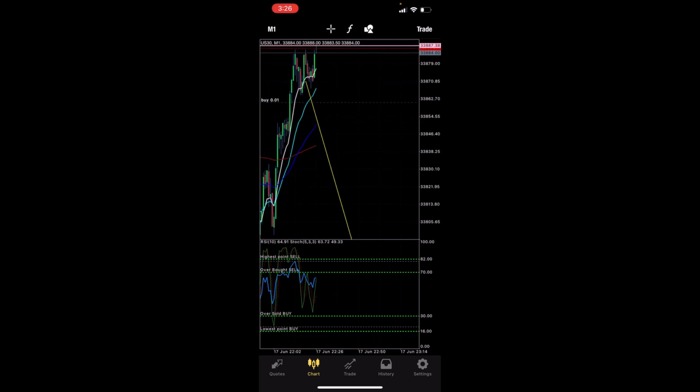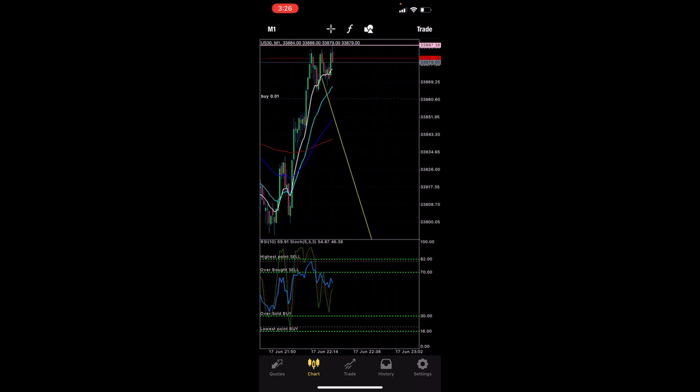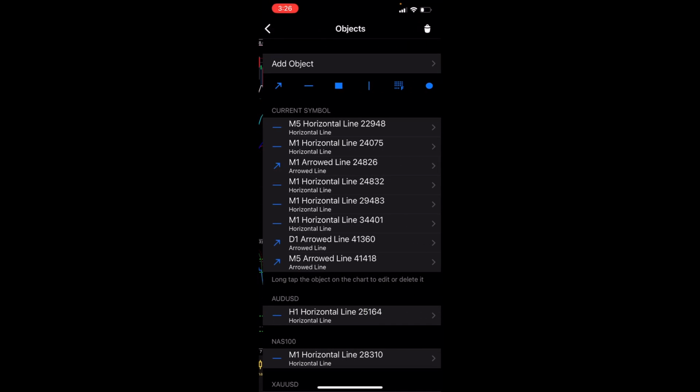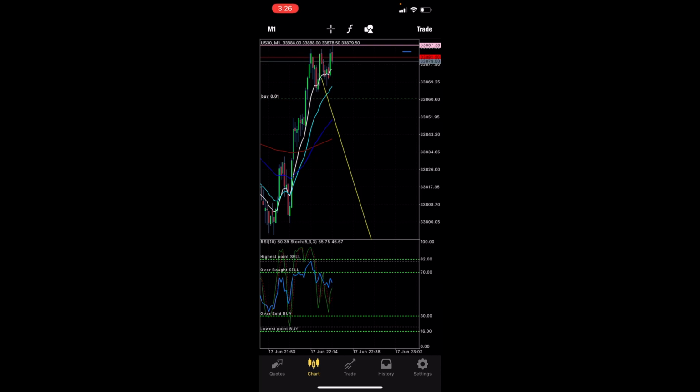So therefore, I'm gonna see what it does, and we're gonna watch it. It's a possibility it can come back to my .01 buy right there. So we're just gonna wait on it.